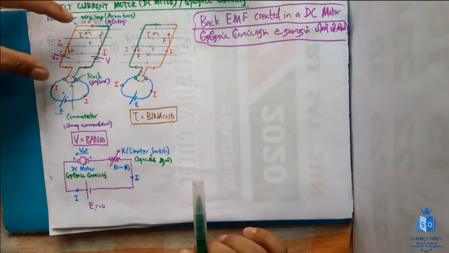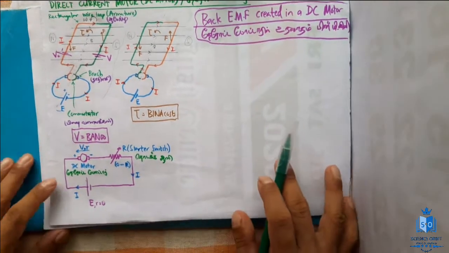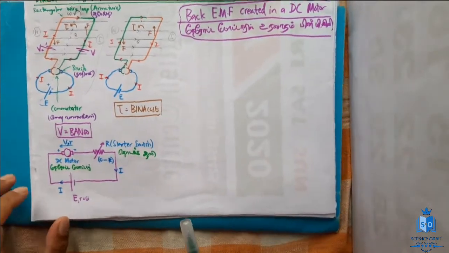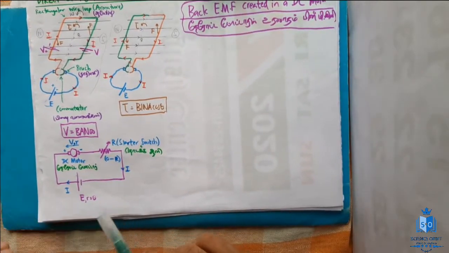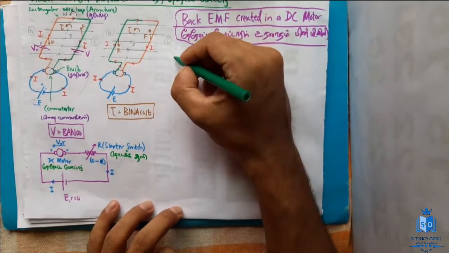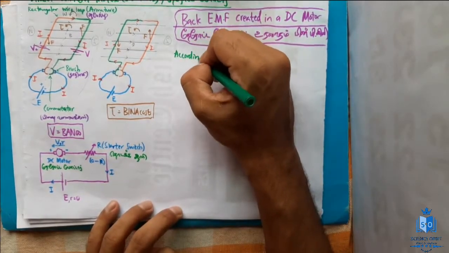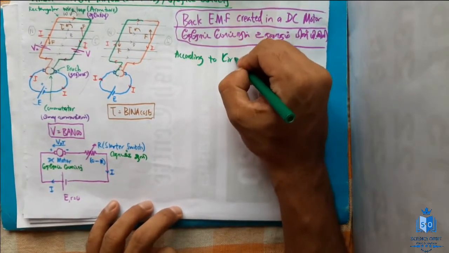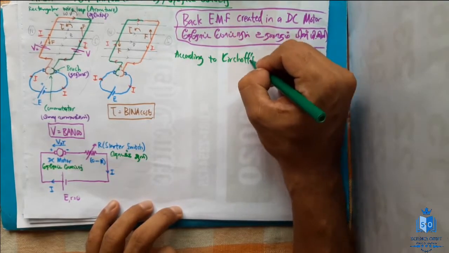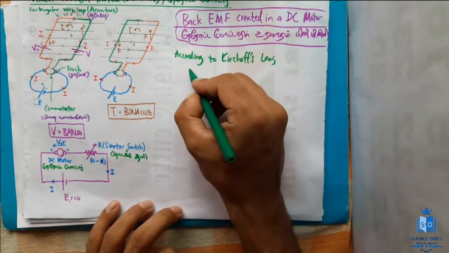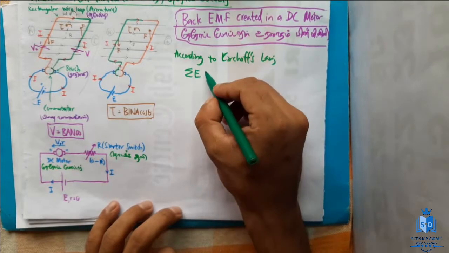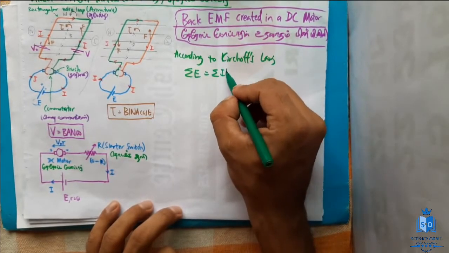Alright, so you should be able to interpret this into this. Now whenever we see something like this, what do we do? We always apply Kirchhoff's law. So let's apply Kirchhoff's law. According to Kirchhoff's law, so what is Kirchhoff's law? The addition of electromotive forces is equal to the addition of the multiplication of I R.